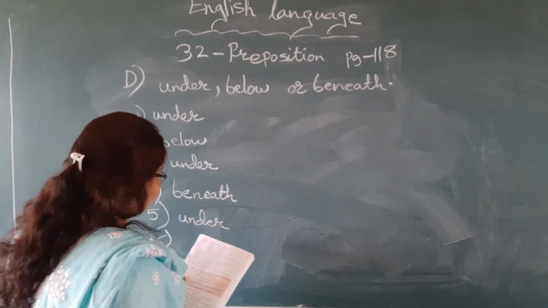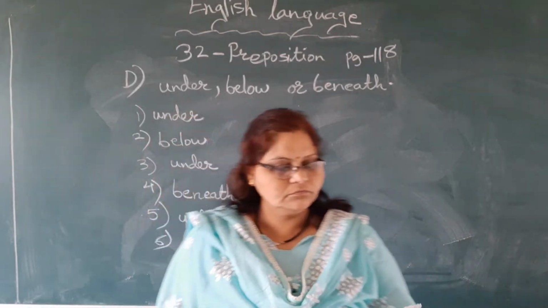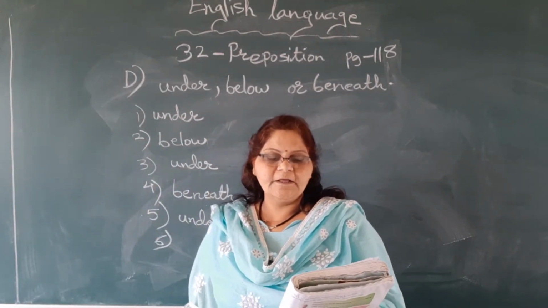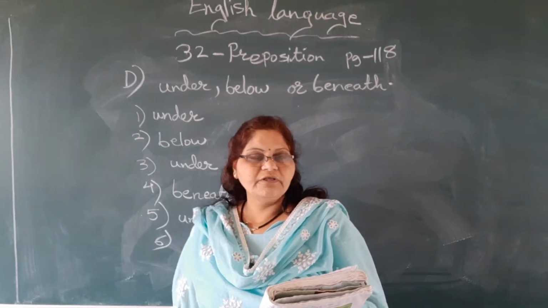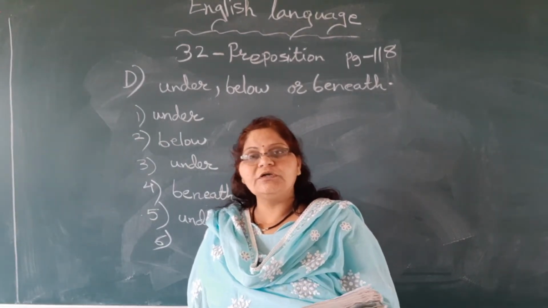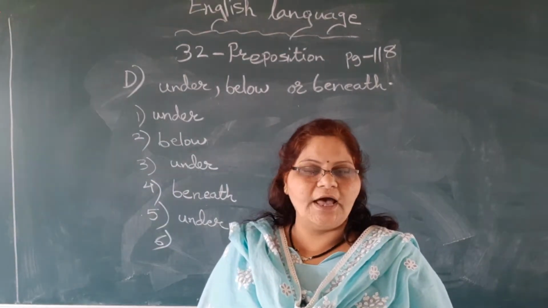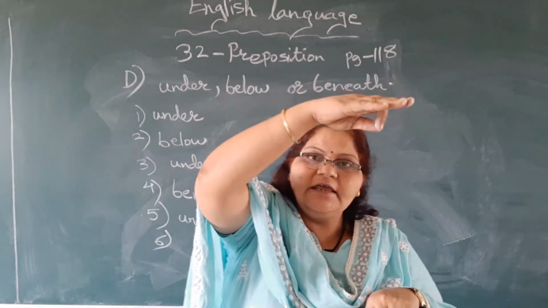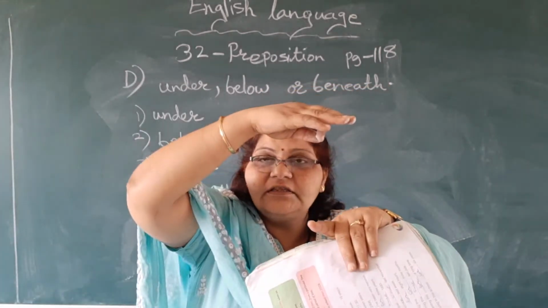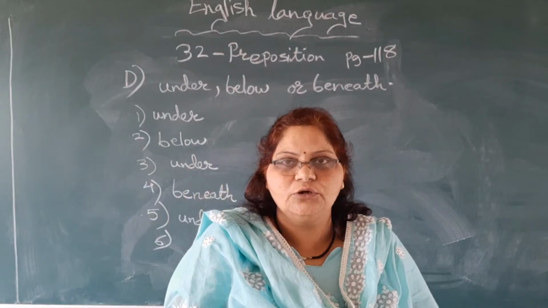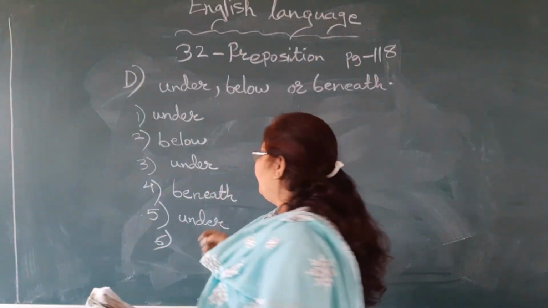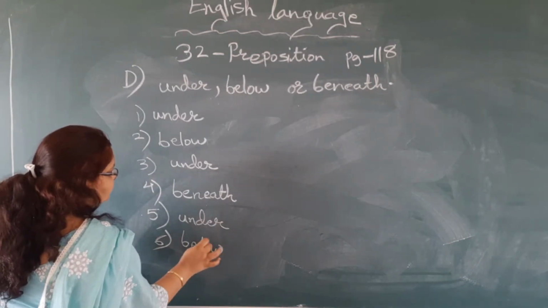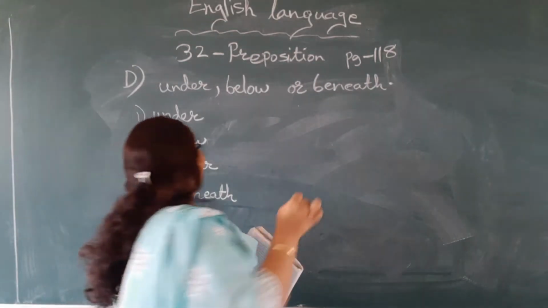Number 6. The aeroplane was flying so high that the clouds were dash it. So when the aeroplane is flying, it flies so high that the clouds were. When the aeroplane is there, it is flying up. And where are the clouds? Below. Below it, the clouds are there. So we have to write below it. Where are the clouds? Below that plane. Okay. Right here, below.